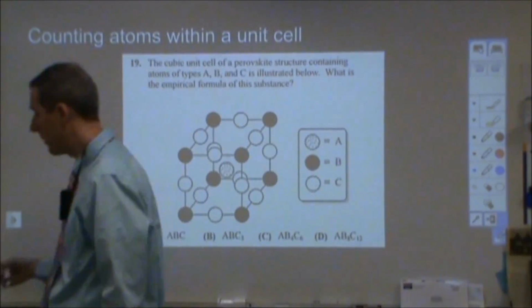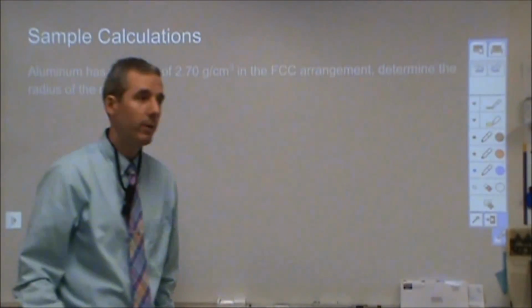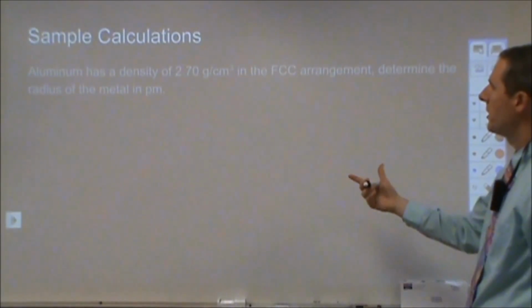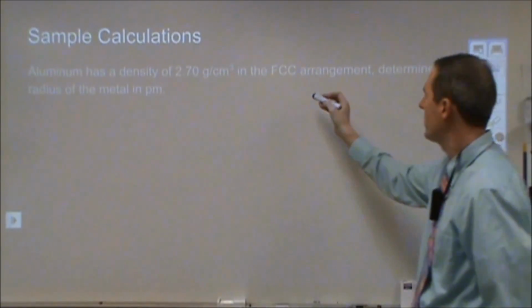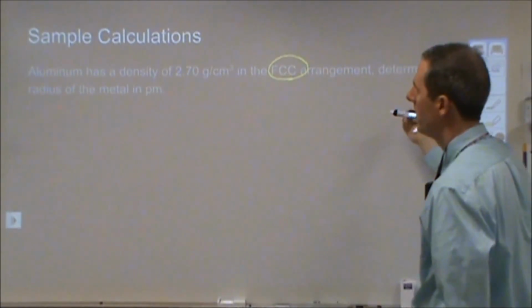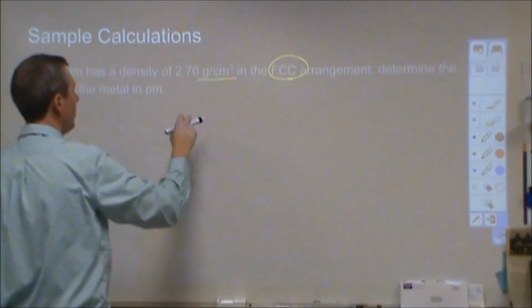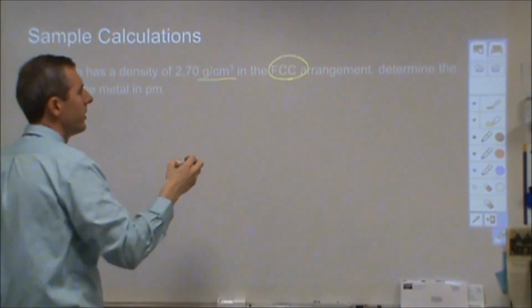Okay, taking that out to make it a little more challenging, we can now do density calculations. So here's a sample problem where we have aluminum, it gives us the density, and it gives us the arrangement, face-centered cubic. Determine the radius of the metal in picometers. Okay, so we're in grams and centimeters cubed. So the way we want to do this is this.